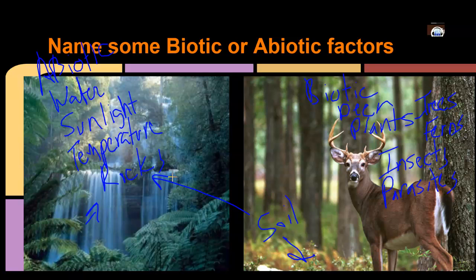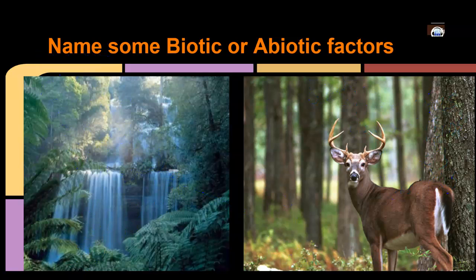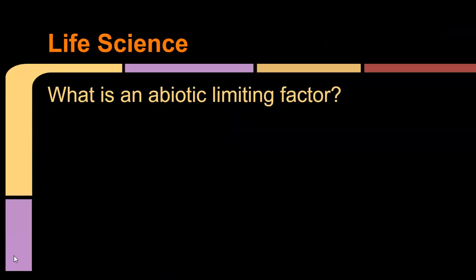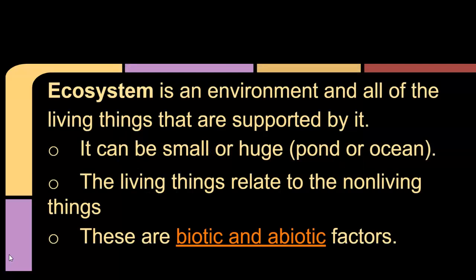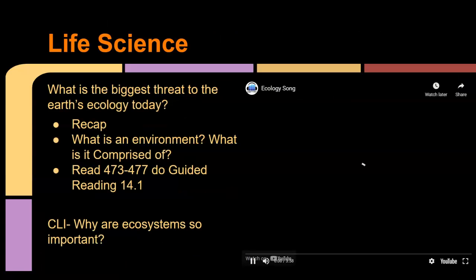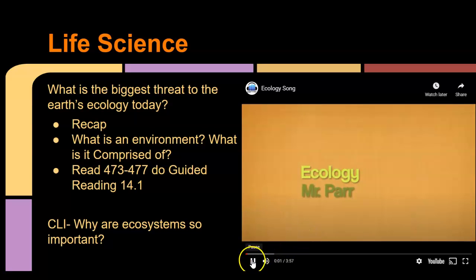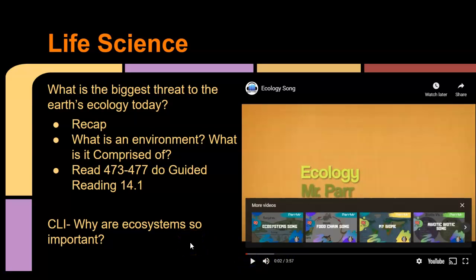All right, ladies and gentlemen, that takes us to the halfway point. I will be back in our next video to finish this first section on different types of abiotic factors involved in the environment. So make sure you get your reading done for this section. It is 473 to 477, and the guided reading sheet is 14.1.